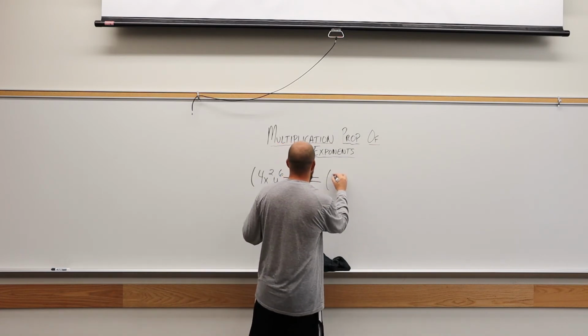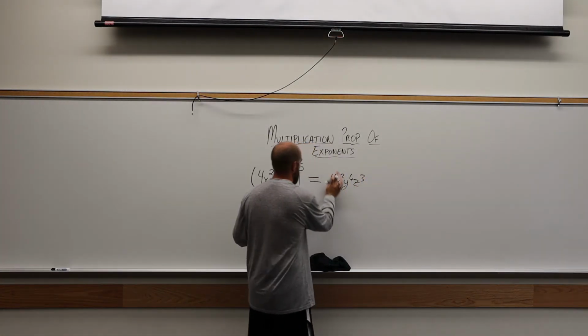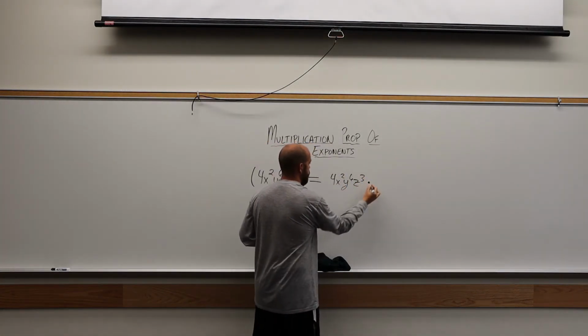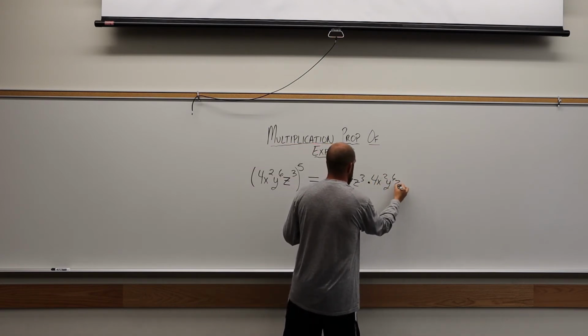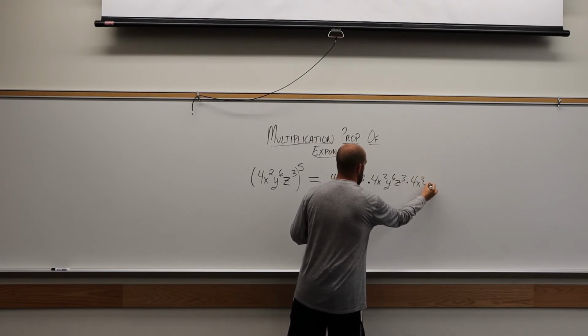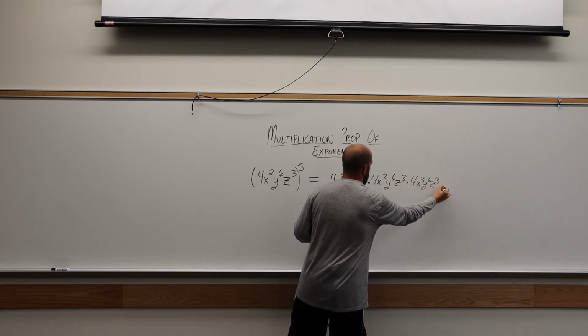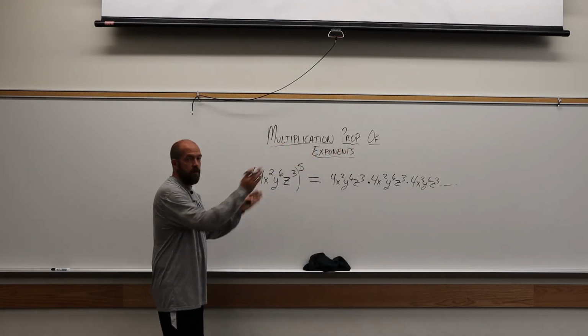This would be 4x squared y to the 6th z to the 3rd, multiplied by another one, 4x squared y to the 6th z to the 3rd, times another one, 4x squared y to the 6th z to the 3rd. And I keep going 5 different times. And then we go and find out all the 4s.